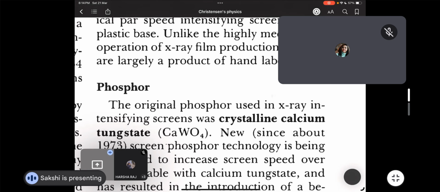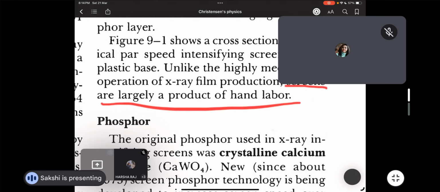See, they are giving you some important information here. Screens are largely a product of hand labor. So it is not some machine producing it, it is basically hand labor. Humans are making it.